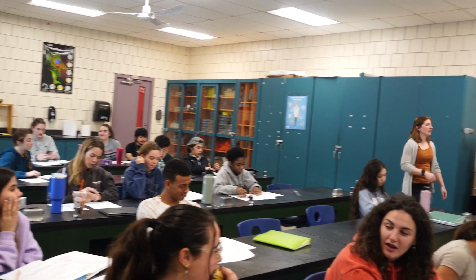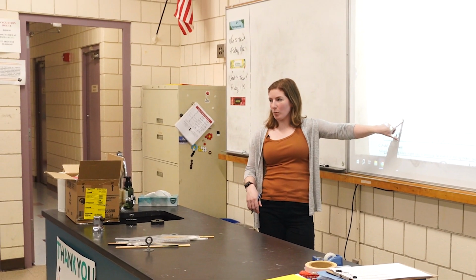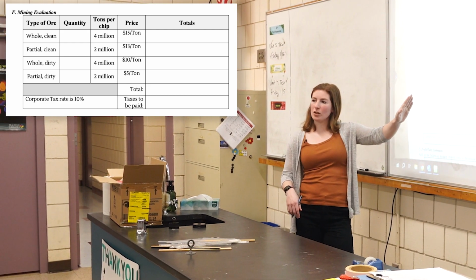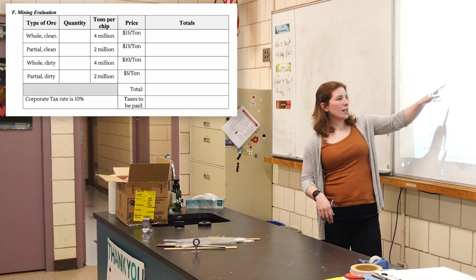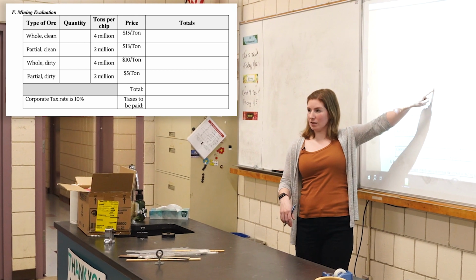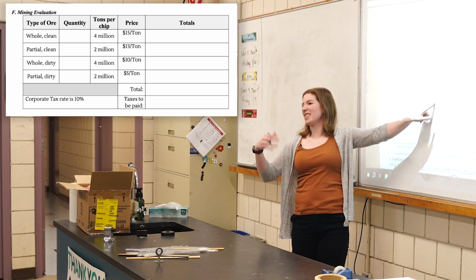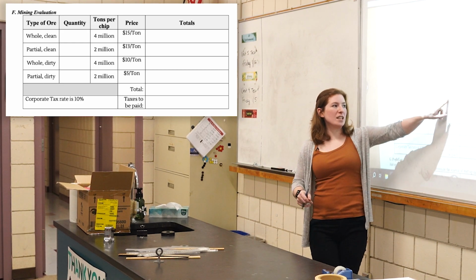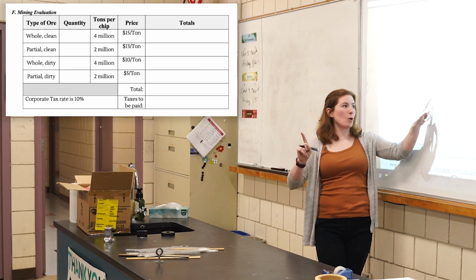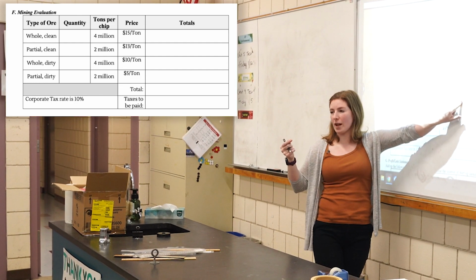Okay, let's count up our profits. My hope is that yesterday you recorded how many chocolate chips you were able to get, right? All right, so if you have numbers in here, now you need to do a little math, okay? So each whole clean chocolate chip is 4 million tons. And then the price that you can sell that for, for example, is $15 per ton. So if you got 1 whole chocolate chip, you would need to do 4 million times $15 to figure out the total price for that.